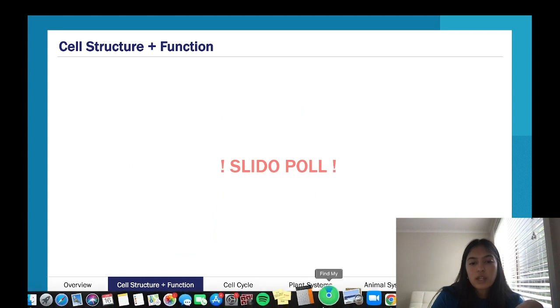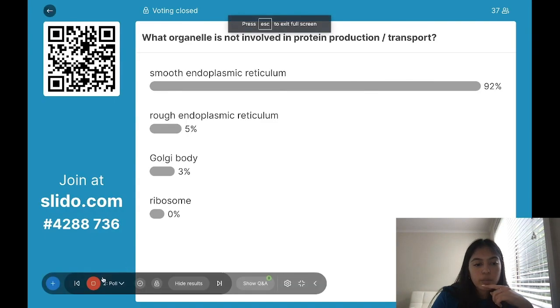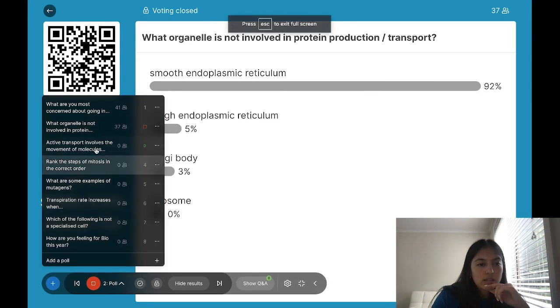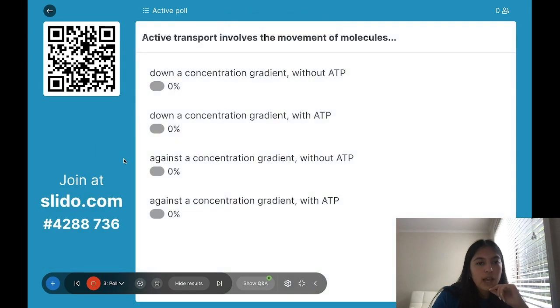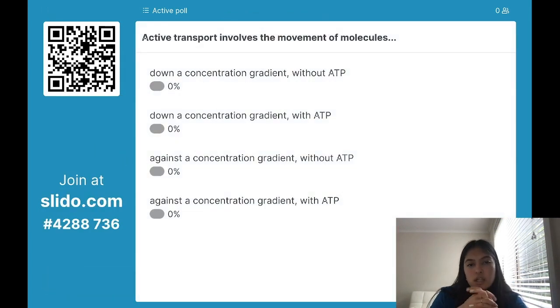Okay, with that said, we'll do another Slido poll. Active transport involves the movement of molecules down or against a concentration gradient and with or without ATP.